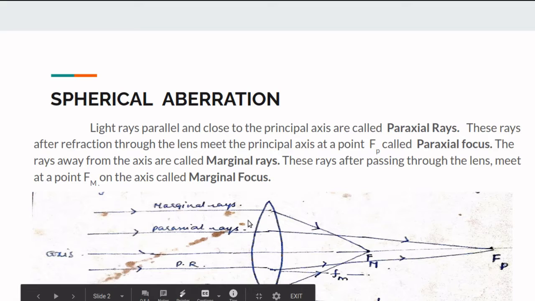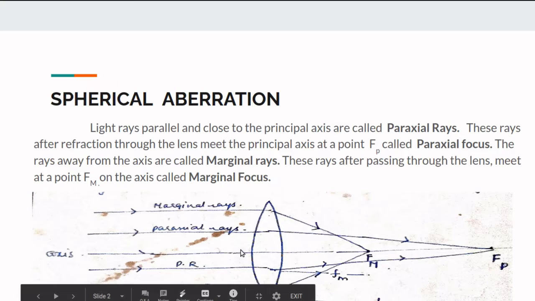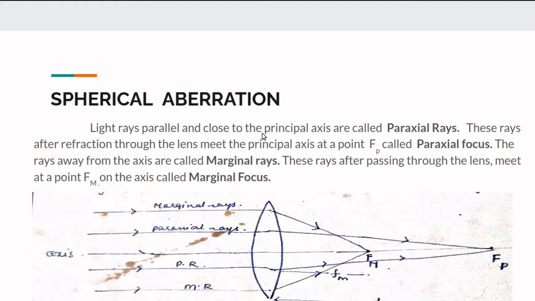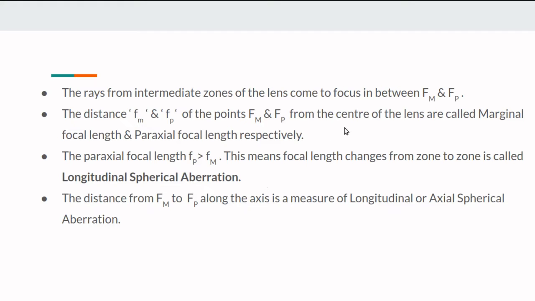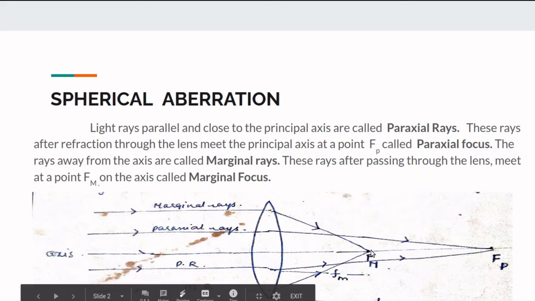These two rays in this figure are away from the principal axis. These are called marginal rays. Marginal rays are the rays which are incident on the lens away from the principal axis. These rays, after refraction through the lens, meet the principal axis at one point called FM. This is known as the marginal focus.